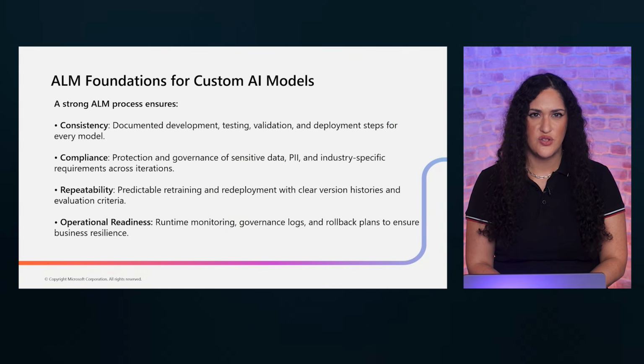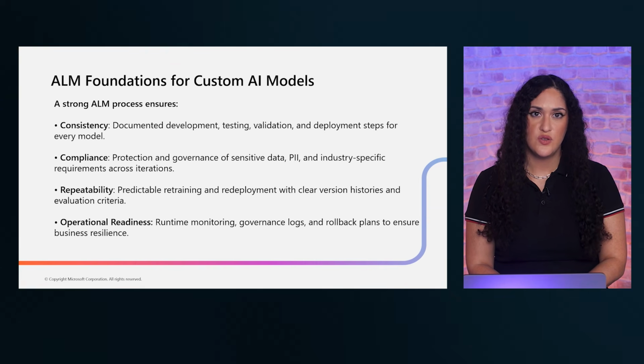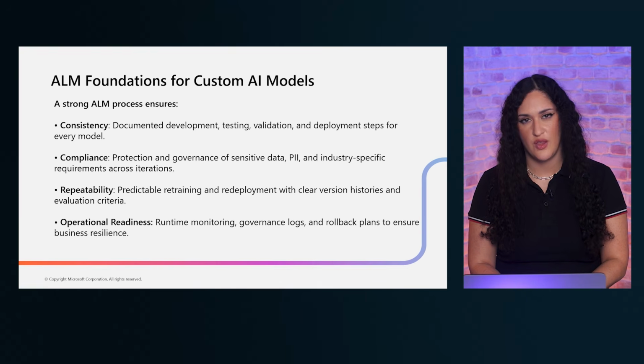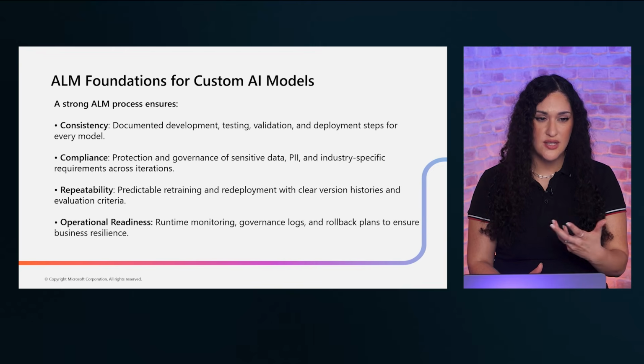A strong ALM process for custom AI models rests on 4 pillars. Consistency ensures documented development, testing, validation, and deployment steps for every model. Compliance protects sensitive data, PII, and industry-specific requirements across iterations. Repeatability provides predictable retraining and redeployment with clear version histories and evaluation criteria. Operational readiness delivers runtime monitoring, governance logs, and rollback plans for business resilience. These 4 pillars should guide every decision you make about model lifecycle management. If any pillar is weak, the entire process is at risk.